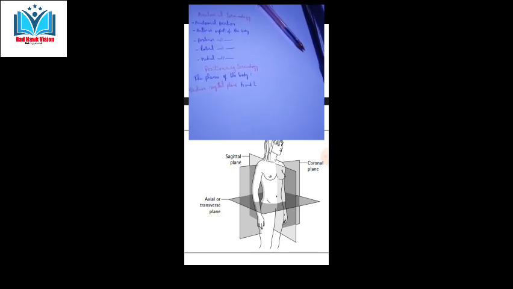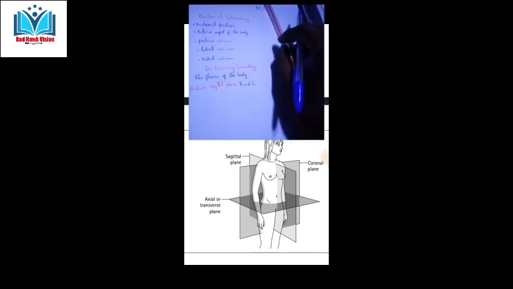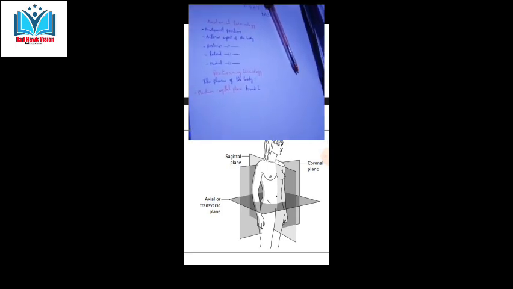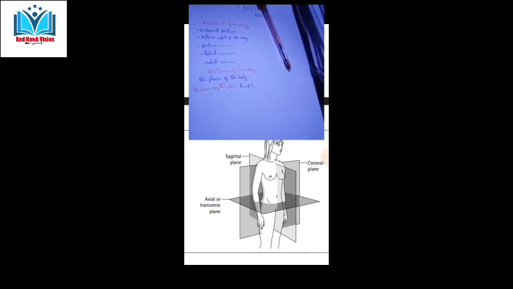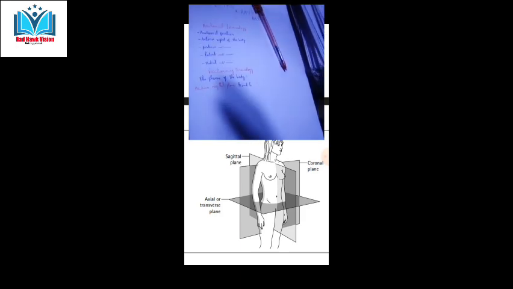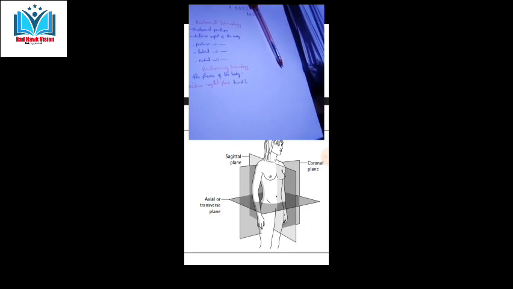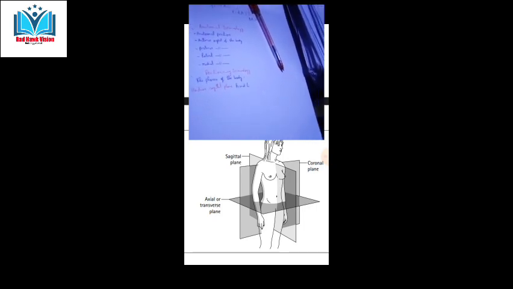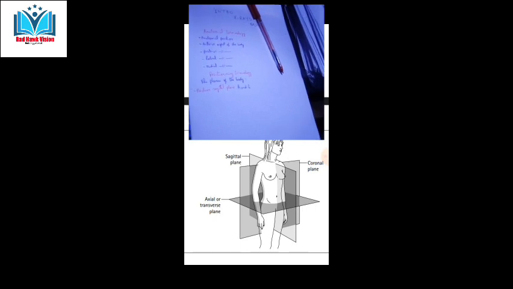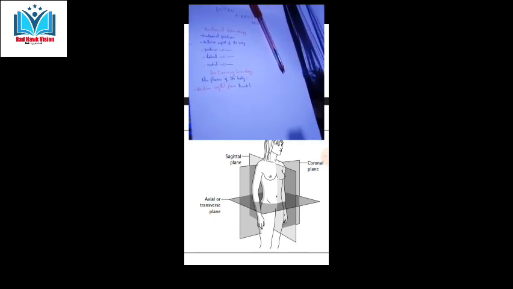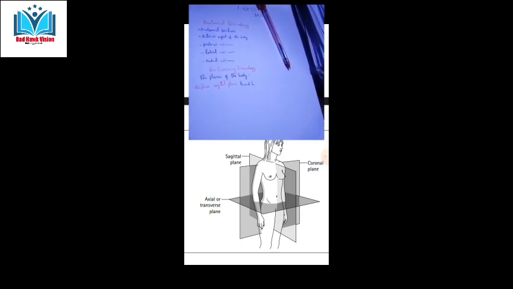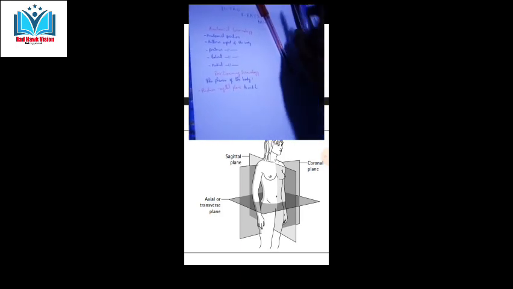You can see it in the image below. You can call it the sagittal plane, which divides the body into unequal right and left portions. This is the sagittal plane. But the median sagittal plane is when the plane divides the body into right and left halves.